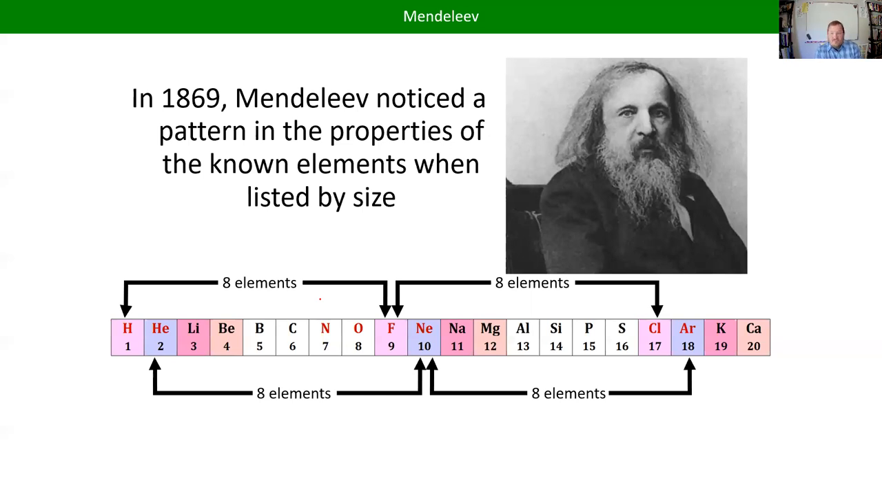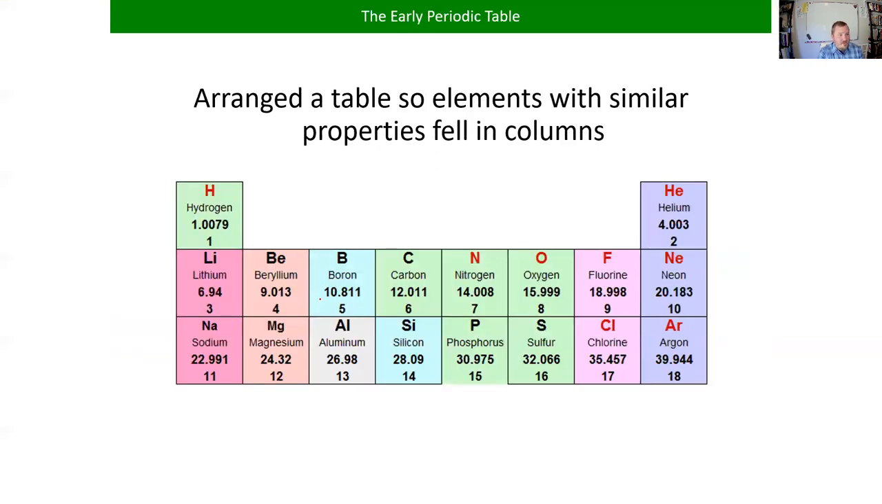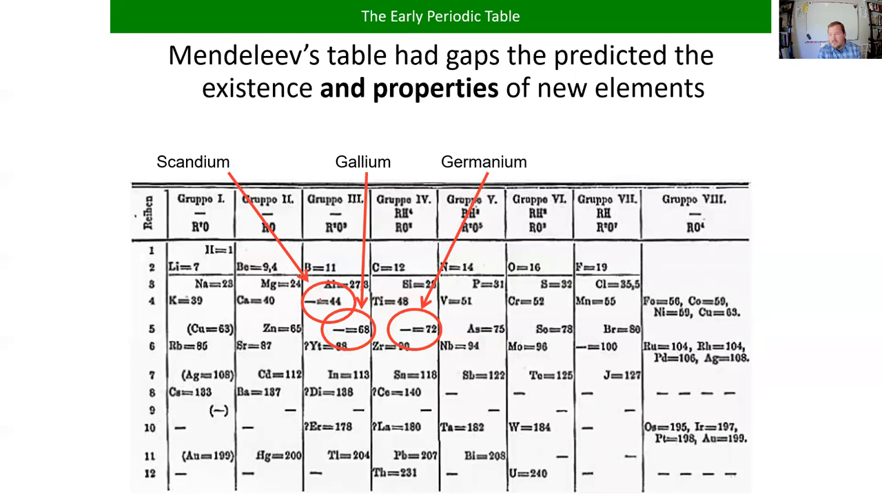So typically before this, elements were listed in tables, but they were listed according to what year they were discovered, so chronologically, or they were listed alphabetically. It wasn't until Mendeleev that they tried listing them according to their properties instead. And so when he arranged them into a table and he put elements that had similar properties into columns, he noticed that there was a repetitive structure to the periodic table. And what's more, he noticed that there were gaps.